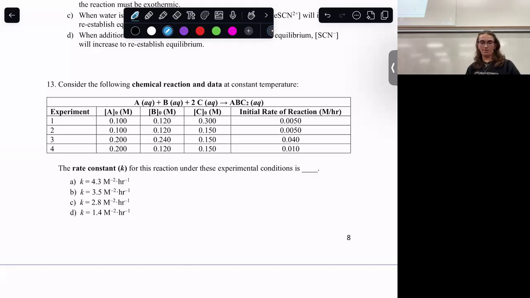So if we're starting with A, in what two experiments is A changing, but your other reactants are staying the same? 1 and 4. So between 1 and 4, as we go from 0.1 to 0.2, what happens to our rate? Right, the concentration goes times 2. What happens to rate? Also times 2. So if we're going times 2 and times 2, what is the order for A? Should be first order.